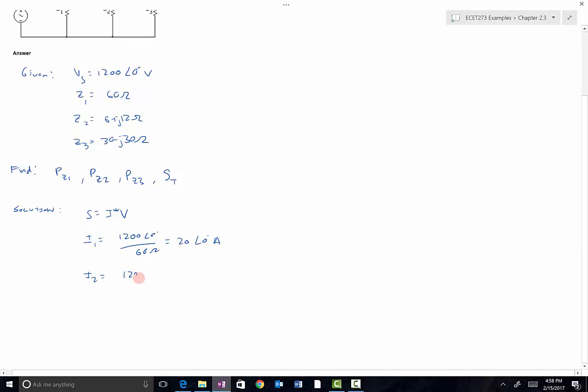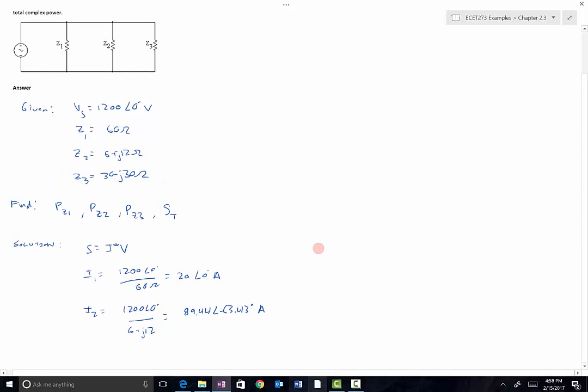I2 is going to be 1200 at angle 0 divided by 6 plus j12. And that's going to give me an answer of 89.44 at an angle of negative 63.43 degrees. We see that there's a phase shift. Since I've got a little bit of inductance and a little bit of resistance, there's a phase shift between the voltage and the current.